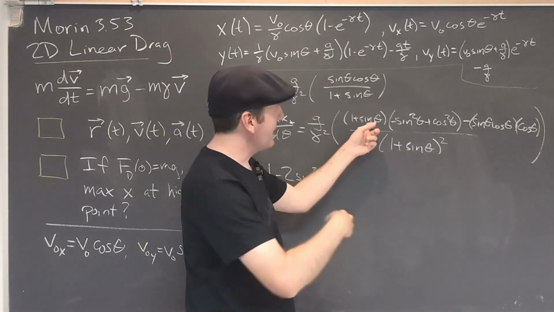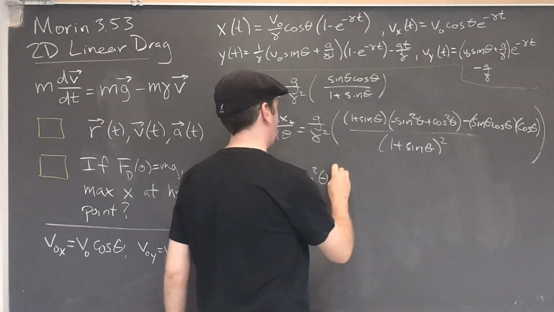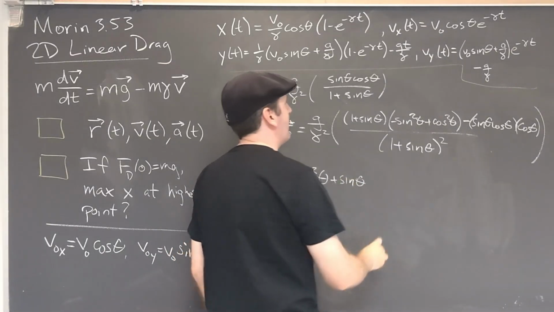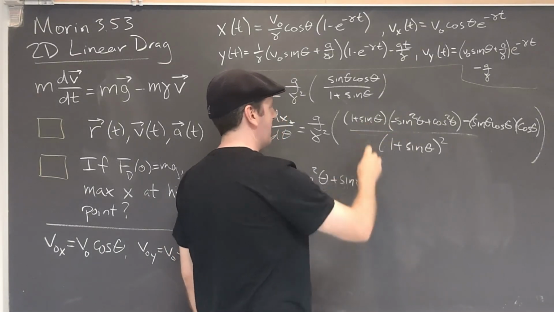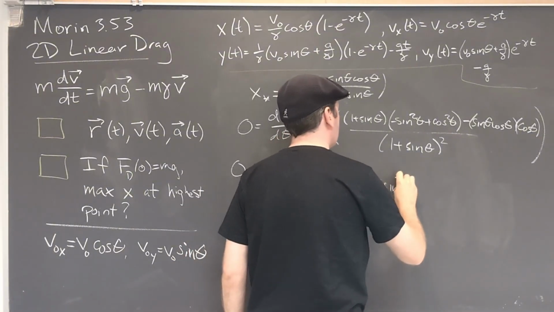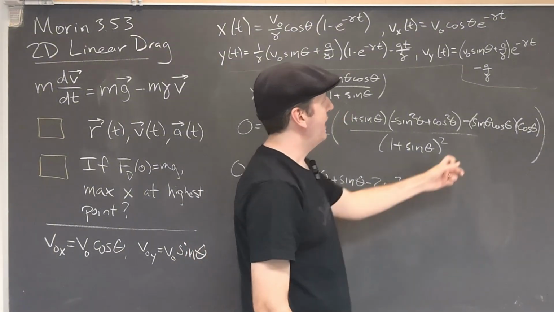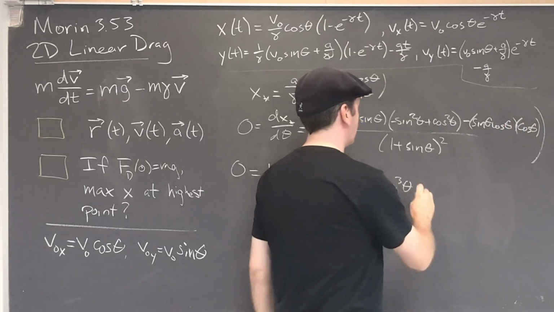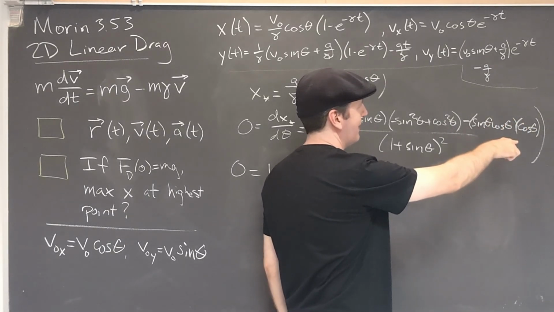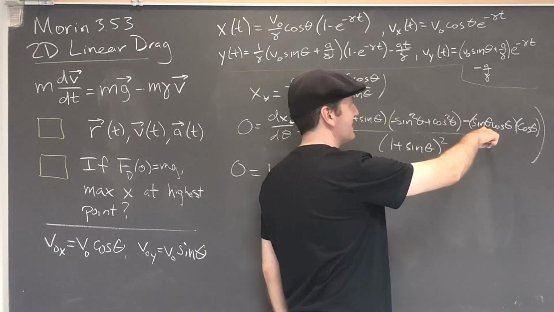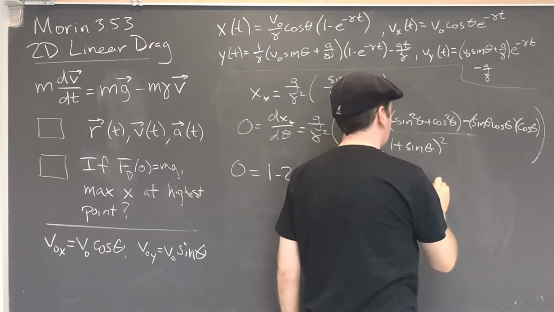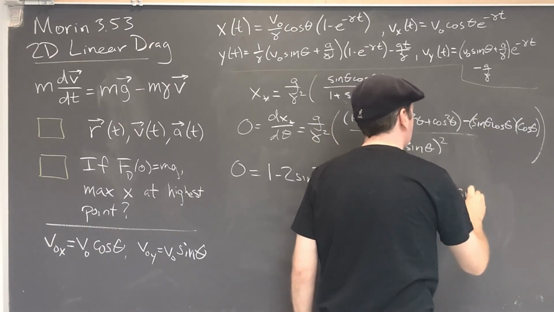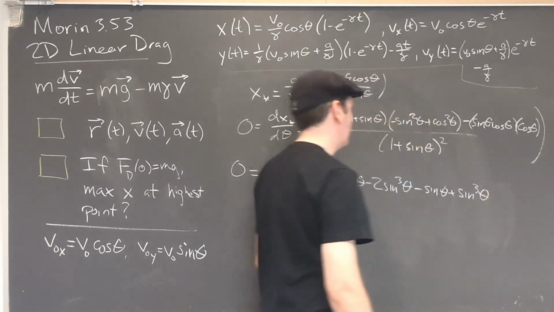Then I'll also pick up a sine theta from the 1. And then I'll have a minus 2 sine squared times sine, which is minus 2 sine cubed theta. And then my last bit here, cosine squared will be 1 minus sine squared, which I distribute with this sine. So I'll have a minus sine theta and then a plus sine cubed theta.